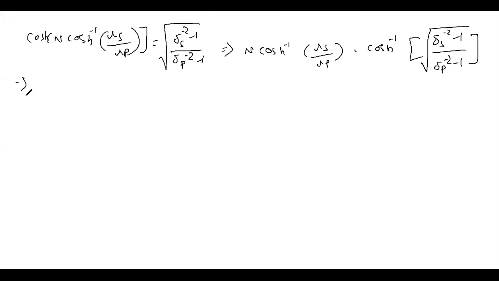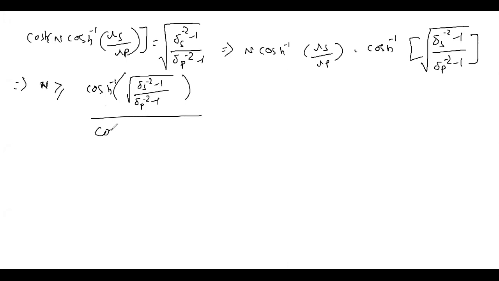Or I can write like this: n must be greater than or equal to, because order is always a higher value, so we should prefer the higher value. N must be greater than or equal to cos hyperbolic inverse of square root of del s minus 2 minus 1 divided by del p minus 2 minus 1, divided by cos hyperbolic inverse of omega s by omega p. Okay, clear?